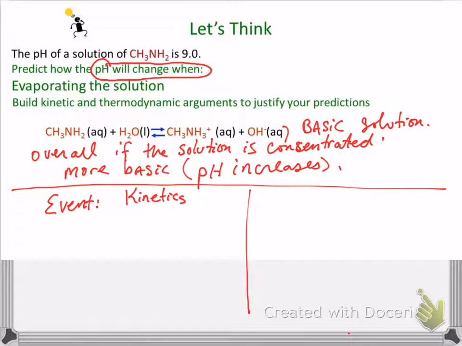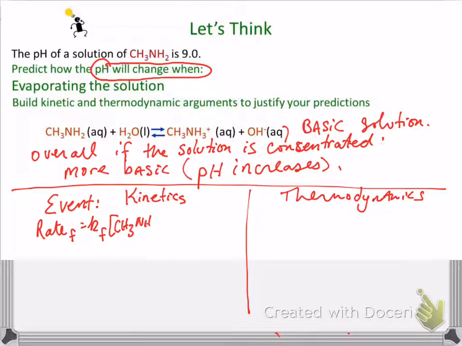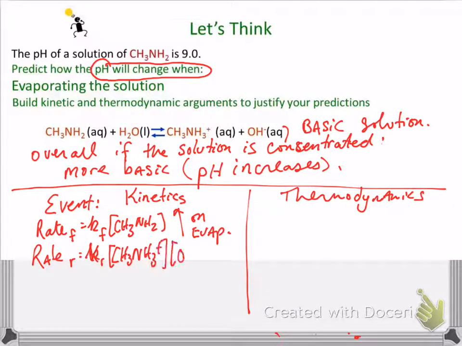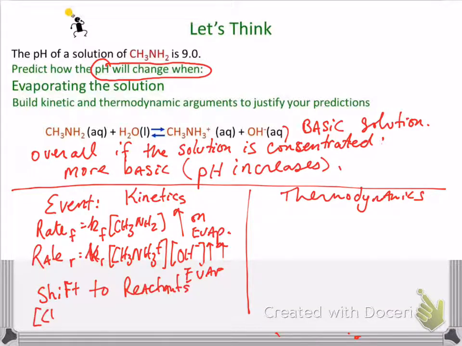All right, so we have an event, and let's think about the kinetics and thermodynamics. The event is that a bunch of water has disappeared and the system is no longer in equilibrium, and then it will reestablish equilibrium. The rate forward, which only involves one species, the reactant, will increase on evaporation. The rate reverse involves two species now. They're both going to increase, and so the net effect is a shift to the left, a shift to reactants, because the products are increasing more. The reactants are increasing too, but not as much as the products, so we see a shift to reactants. That means NH3 plus, which are products, and OH minus will go down, the products will go down and the reactants will increase.